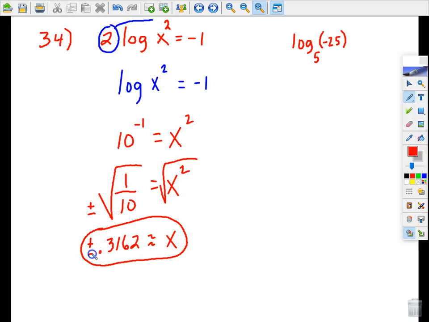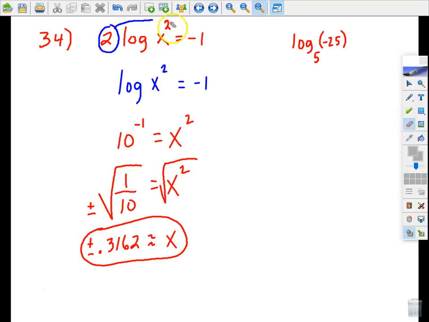Well, now a negative answer would work, because after you square the negative number, it becomes positive, and I would not be doing the log of a negative number. So I just threw that out there so that you wouldn't think, well, anytime I end up with two answers, I never use the negative. Well, that's not always true.